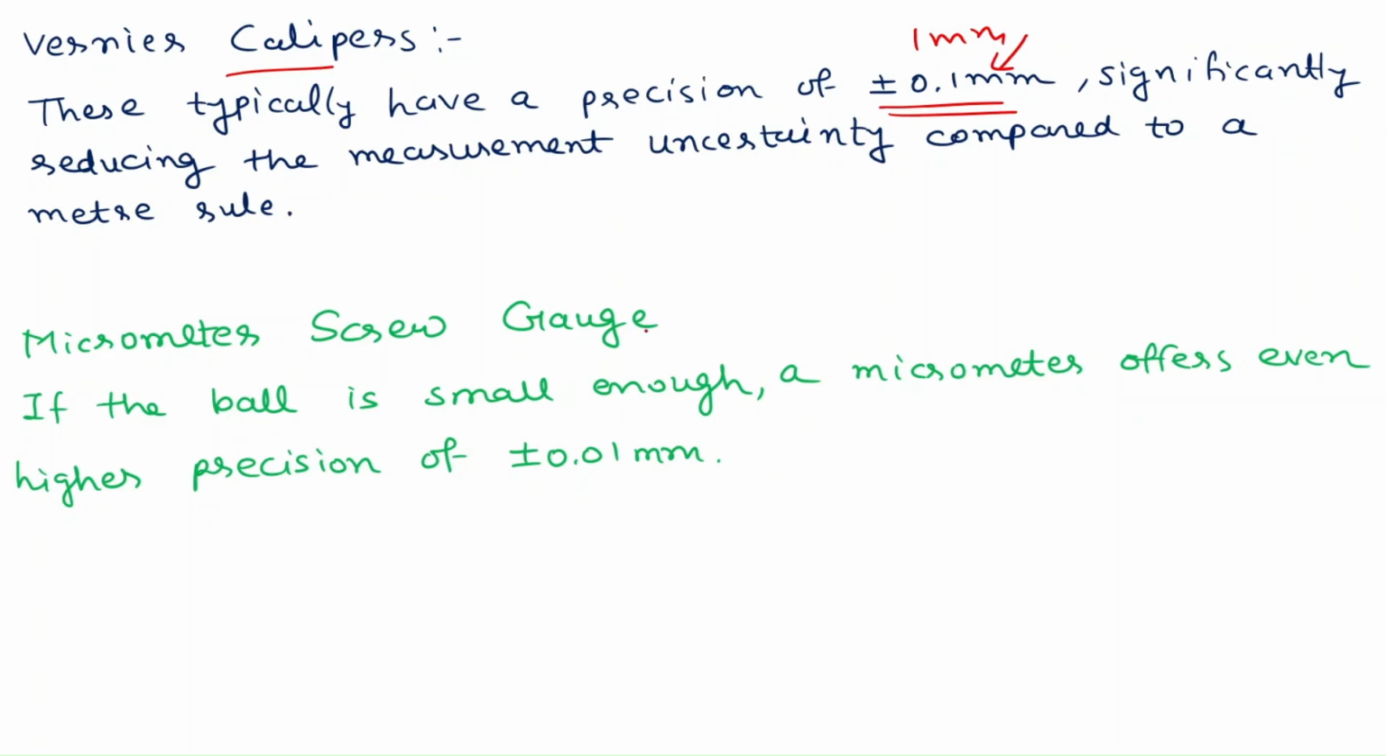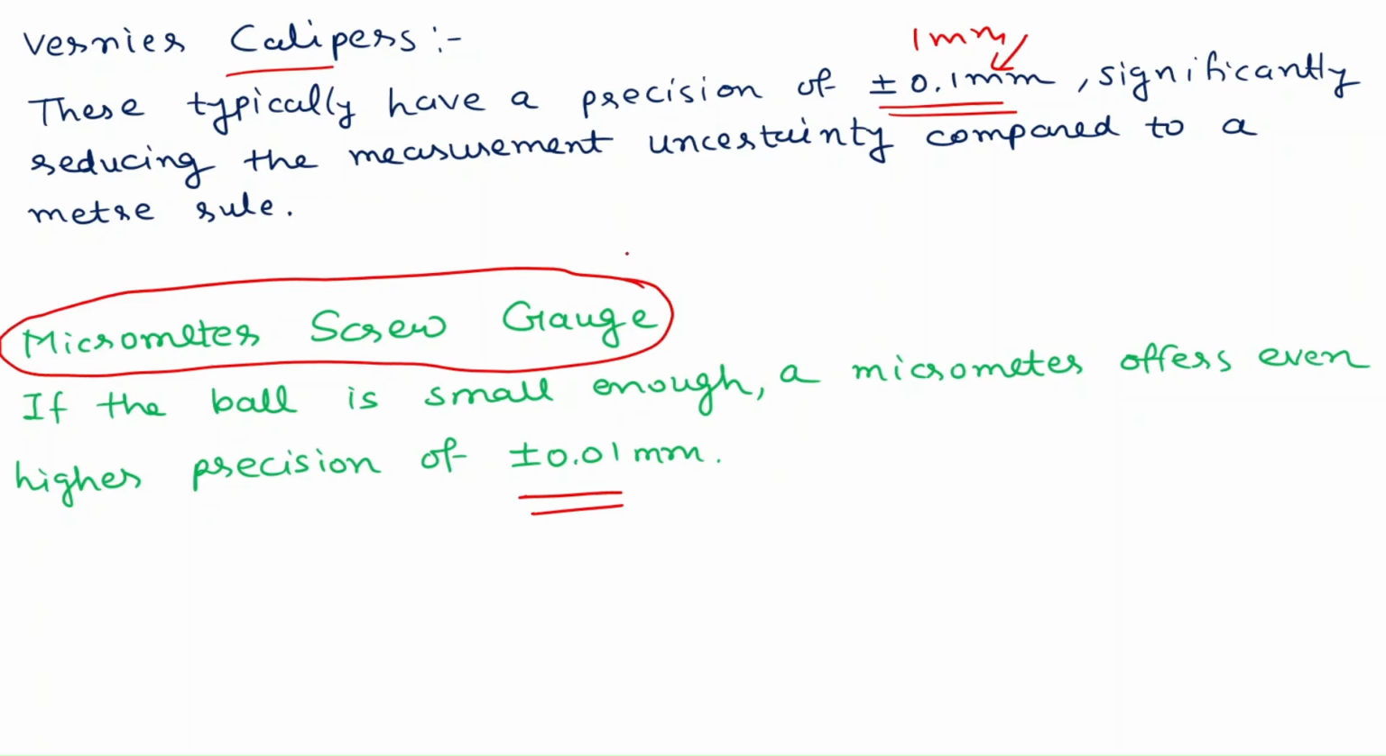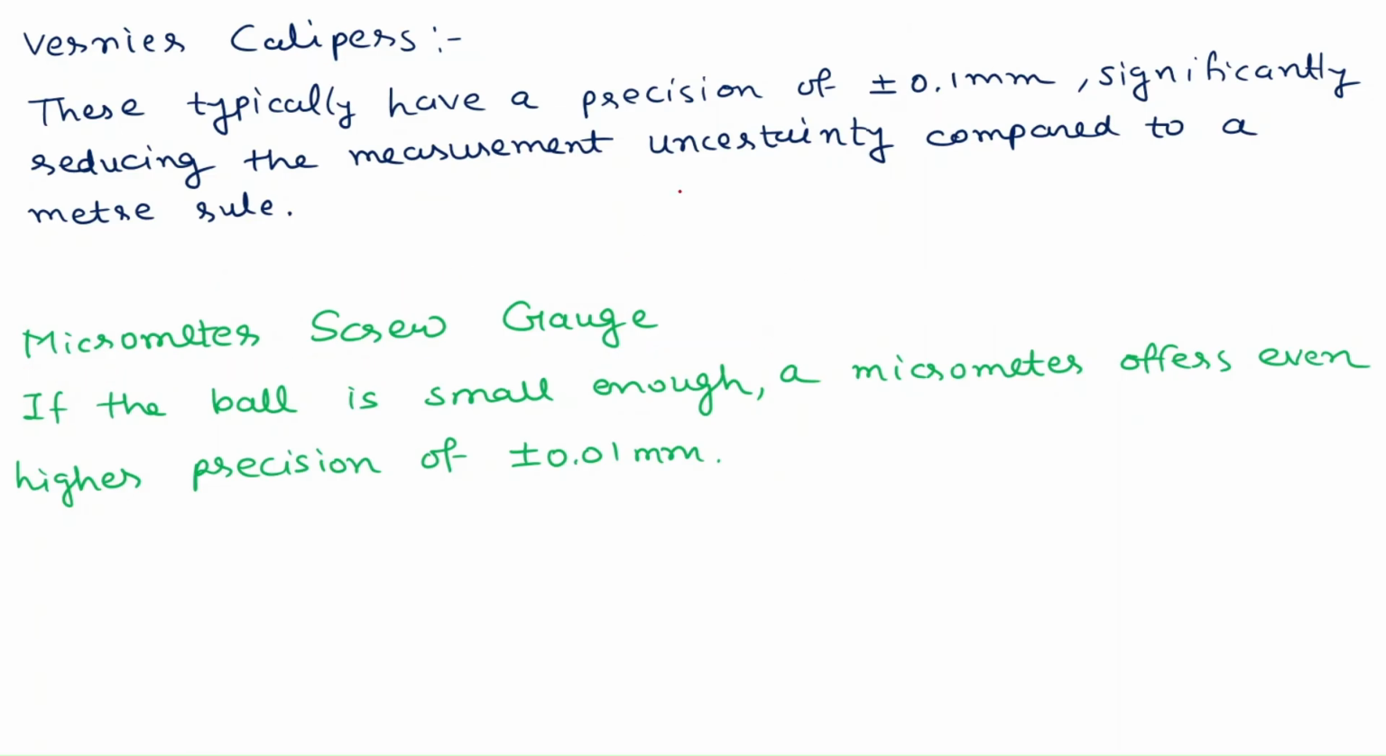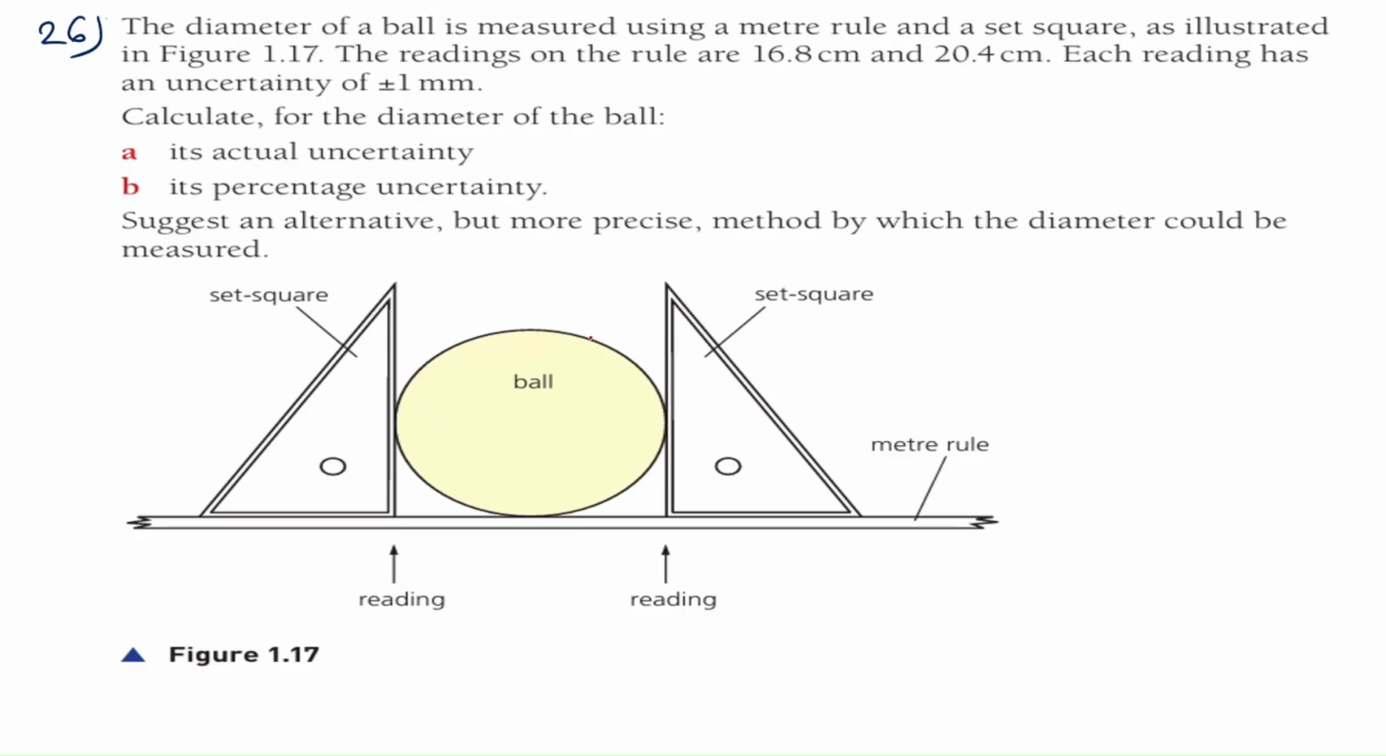But in the case of the micrometer screw gauge, it gives the most precise value, more than the vernier calipers and meter rule. So if you want a more precise value, then go for the micrometer screw gauge. Okay, this is a suggestion to measure a more precise value of the diameter of the ball. And that is question number 26. Now we move forward.